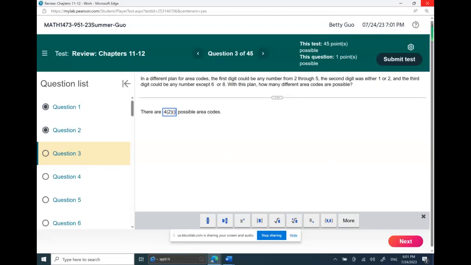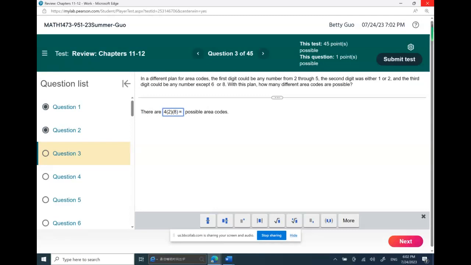And then multiply with the number of ways to complete the third step. The third step is to choose a digit for the third digit, right? The third digit could be any number except 6 or 8. It could be any number from 0 all the way to 9. Those are 10 digits, except 6 or 8. So we have 8 options. So we have 0, 1, 2, 3, 4, 5, and 7, 9. Yeah, 8 options. Multiply those 3 numbers together.